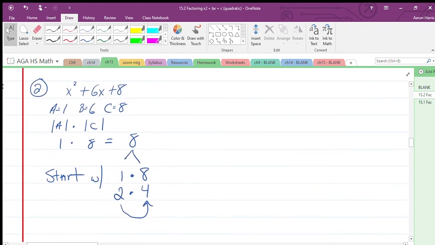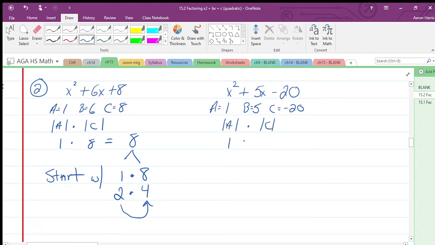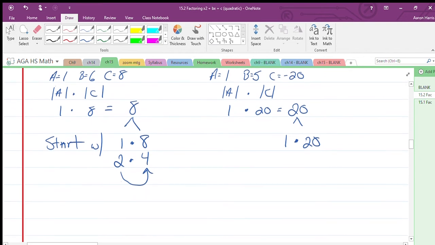Let's give another example. Let's say I have x squared plus 5x, doesn't matter what b is right now, minus 20. A is equal to 1, b is equal to 5, c is equal to what? Negative 20. What's the absolute value of a times absolute value of c? So I get 1 times 20, which is 20. Factors of 20 always start with what number? 1. 1 times what? 20. There we go.